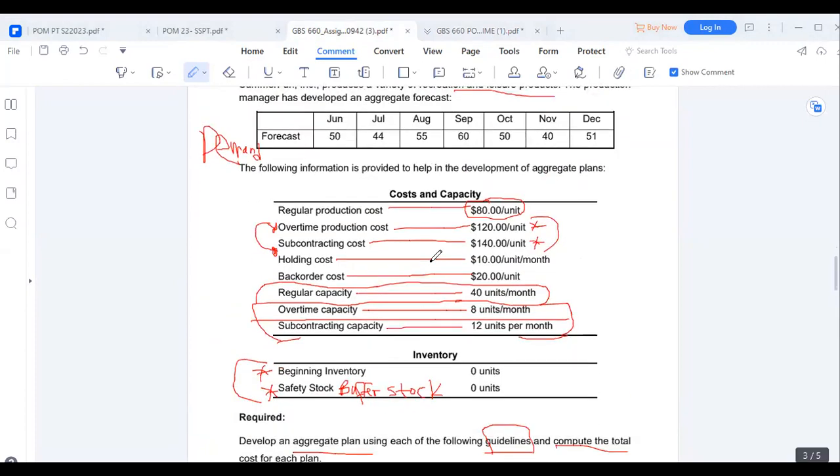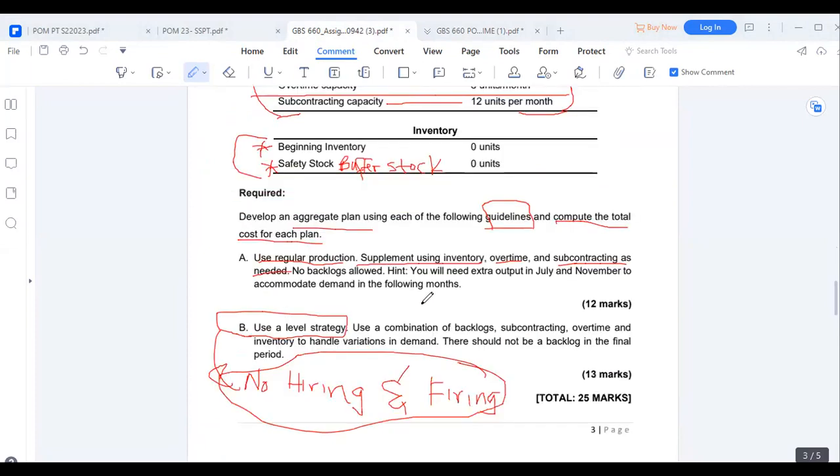Okay, so on question number B: use a level strategy and a combination of backlogs. Backlog simply means stock outs. Then also the aspect of subcontracting, overtime and inventory to handle variations in demand. So this is question B. Have you gotten it now? Have you seen it? Yes.